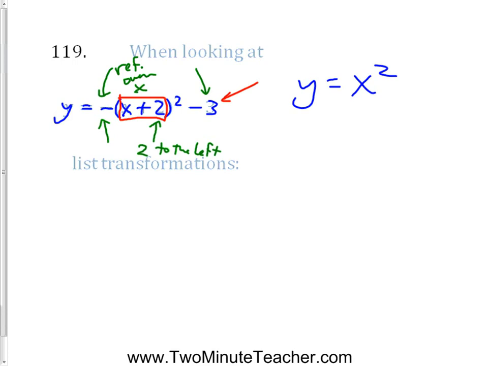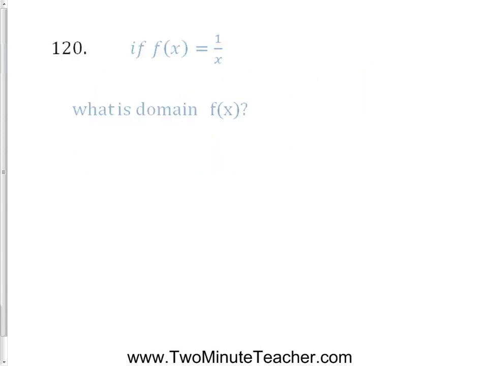Now, the minus 3 is on the outside, so that's an up-down kind of change, not a left-right. The stuff on the inside is left-right. This is an up-down change, and if it's minus 3, it's moving down 3. All right, so this one is reflected over the x-axis because of the negative. It is 2 to the left because of the plus 2, and it is moved down 3 because of the minus 3. All right, moving on.